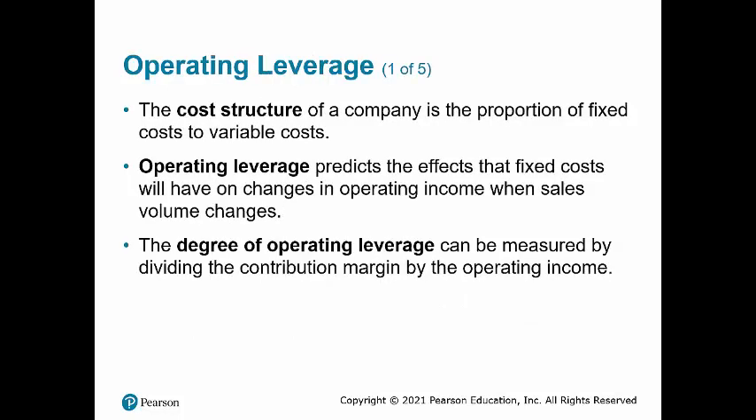Companies can predict the expected change in operating income due to a change in sales volume based on their cost structure. Operating leverage predicts the effects that fixed costs will have on changes in operating income when sales volume changes. The degree of operating leverage is the ratio that measures the effects that fixed costs have on changes in operating income when sales volume changes. It is found using the following formula. Operating leverage is equal to contribution margin divided by operating income.